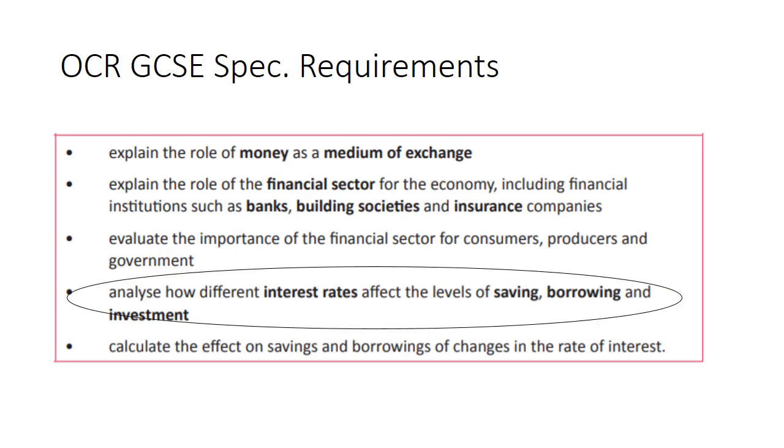So in terms of the syllabus, we're looking at the fourth objective here because actually the third one is one that we should really do at the end of the course. It makes more sense to learn it in that order. So we've jumped now into our fourth bullet, which is to analyse how different interest rates affect the levels of saving, borrowing and investment.